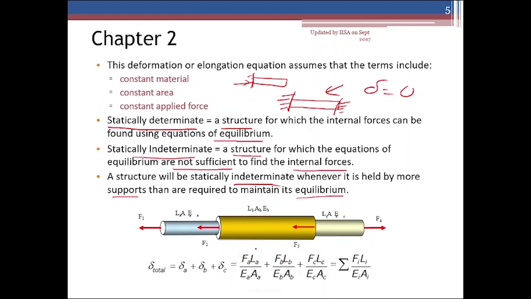And another important thing is that PA, or it is written FA over here, is an internal force. You can see over here, we have the external force F1, but over here we have FA, because F1 is an external force and FA is an internal force. So to use the deformation equation, we need to use the internal force in order to calculate the deformation.